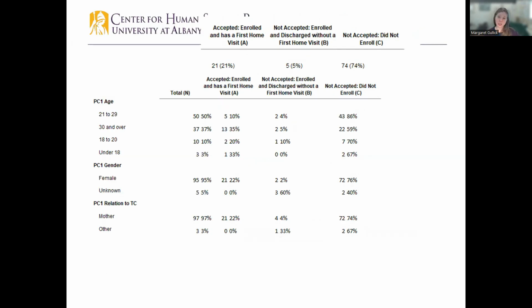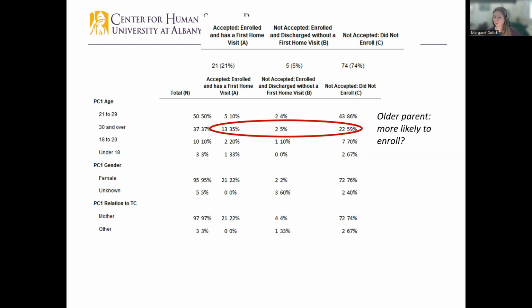All right, when we look at age, we break up age into just these 4 age bands, into these 4 chunks, to make it a little bit more readable. And when we look at this, it looks like the biggest chunk to start is 21 to 29-year-olds, but the group that's most likely to accept is 30 and over. So older parents are a little more likely to enroll than younger parents. Even though they're not your biggest group to start, they're actually your most likely to enroll.